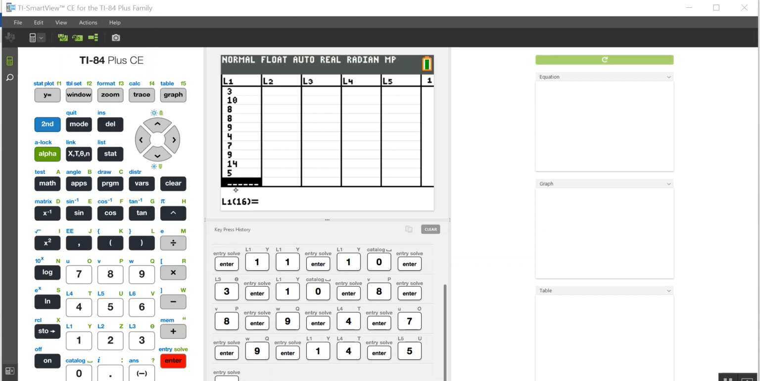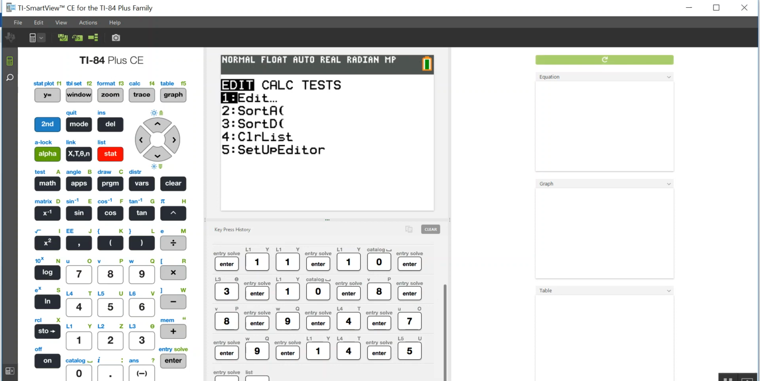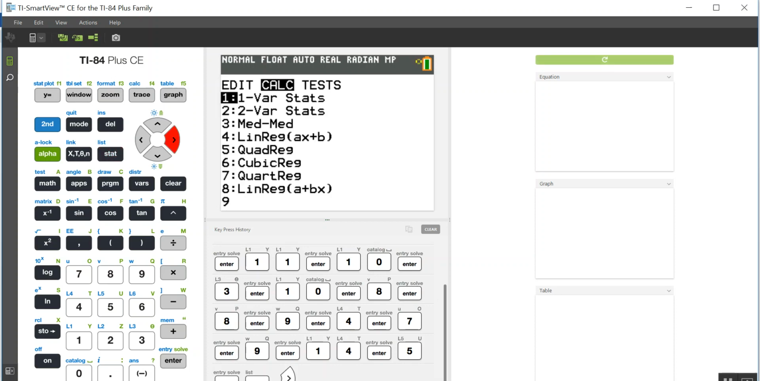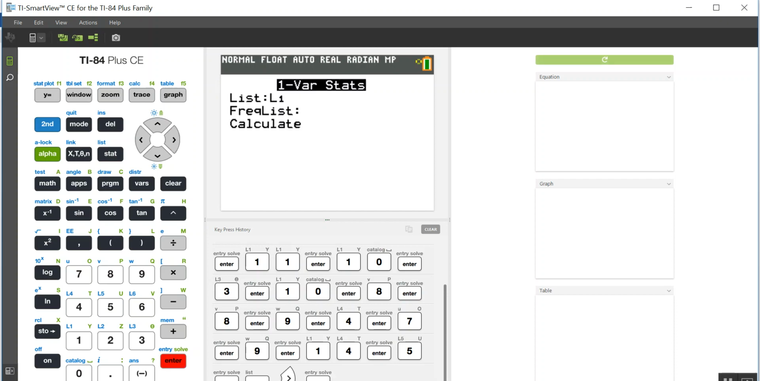Okay, so I have entered all of those values from the table into list 1. Now I'm going to hit Stat, go over to Calc, and select number 1, one variable stats. And this is working off of list 1, so let's go ahead and arrow down to calculate. One more, and hit enter.